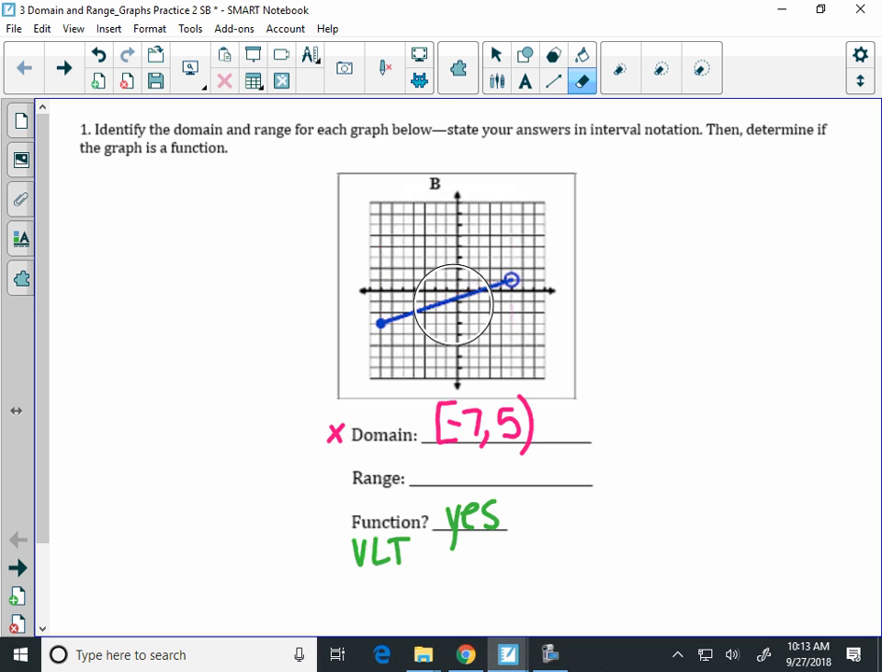When you look at the range here, you have to go bottom to top. The lowest y value has a closed dot, and that's at the y value of negative 3. Closed dot gets a square bracket. And the highest y value up here is an open dot at y equals 1, which will also give you a parenthesis.